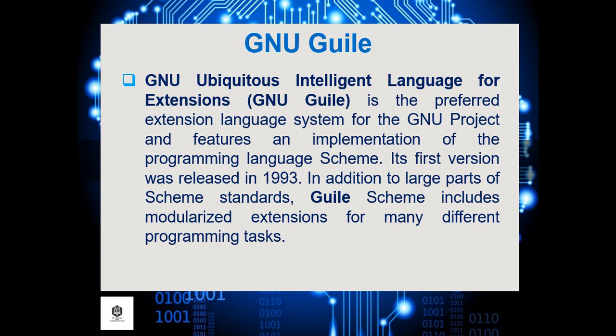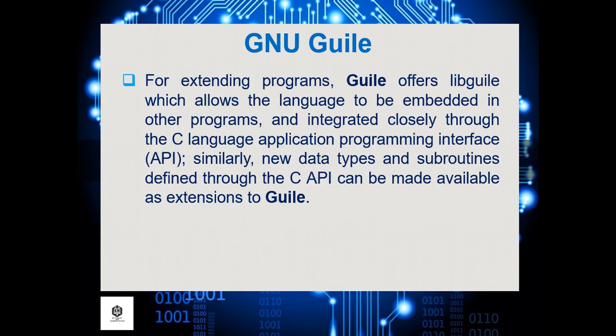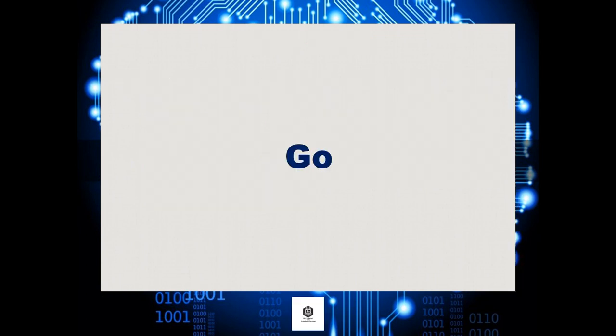In addition to large parts of Scheme standards, Guile Scheme includes modularized extensions for many different programming tasks. For extending programs, Guile offers libguile, which allows the language to be embedded in other programs and integrated closely through the C Language Application Programming Interface or API. Similarly, new data types and subroutines defined through the C API can be made available as extensions to Guile.